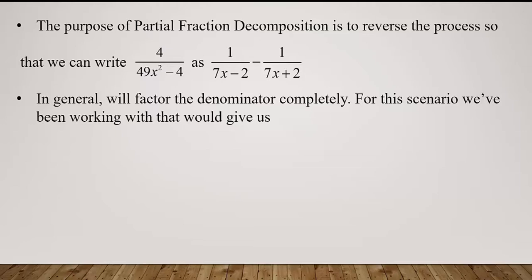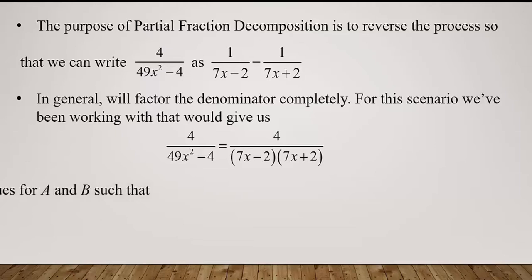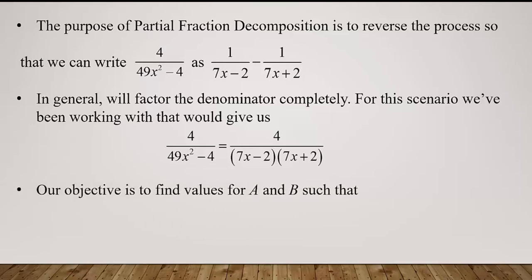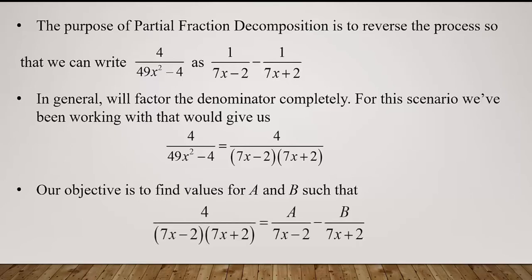So for the scenario that we've just been working with, the 4 over 49x squared minus 4, we would rewrite that as 4 over, factor the denominator completely, which is 7x minus 2 times 7x plus 2. And so in partial fraction decomposition, our objective for this situation is to find values for a and b such that 4 over (7x minus 2)(7x plus 2) equals a over 7x minus 2 minus b over 7x plus 2.